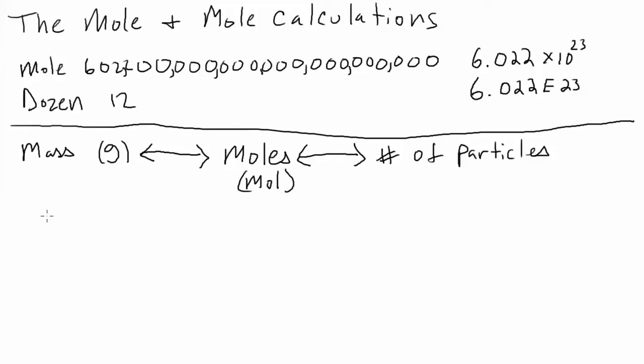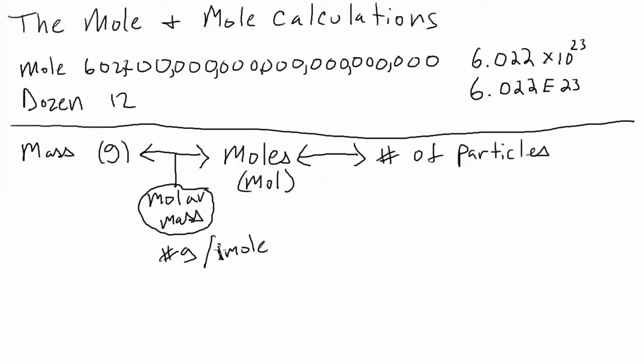So, the way you go from mass to moles or moles to mass is by knowing the molar mass of whatever it is that you're trying to convert. The molar mass. And what the molar mass is, it's the number of grams in 1 mole of something. That's what the molar mass is, and that's the unit that it's measured in. It's measured in grams per mole. That's called the molar mass.